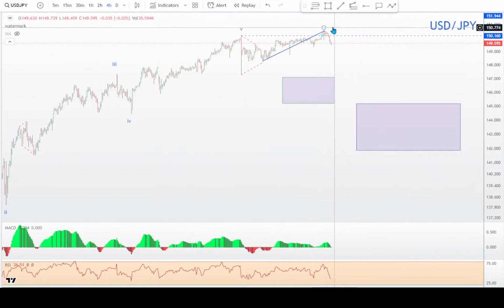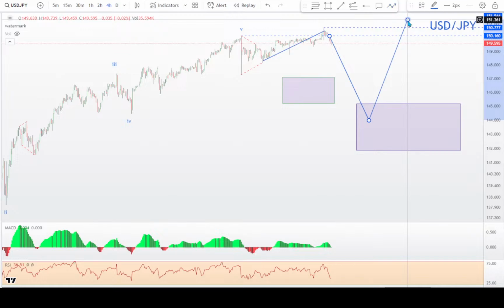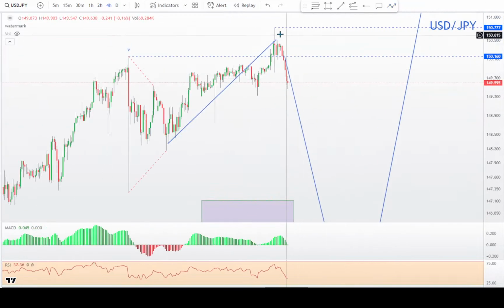So as it stands right now, if the top is in, then this correction I think is going to come down into here, but then it's going to resume back up. So it's going to be kind of tricky. And you know, with the yen, you got major.